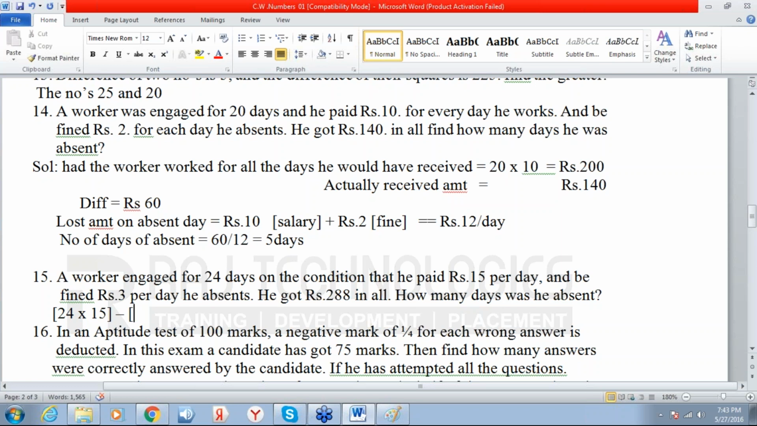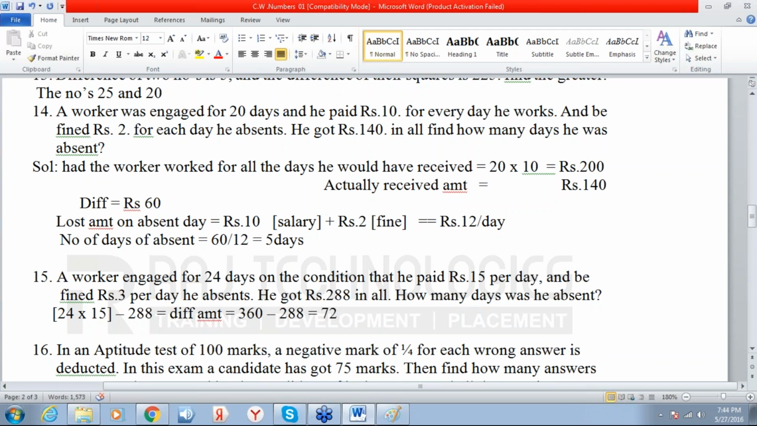He received rupees 288. What is the difference? 24 into 15 is 360. 360 minus 288 is equal to 72. So the last amount lost is 72.